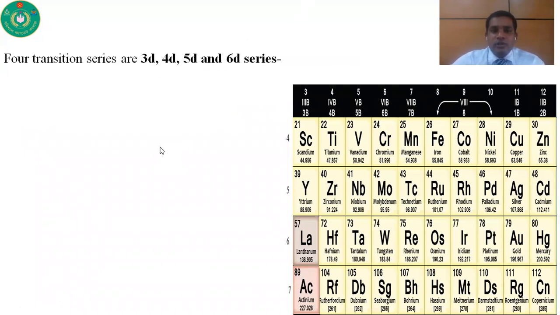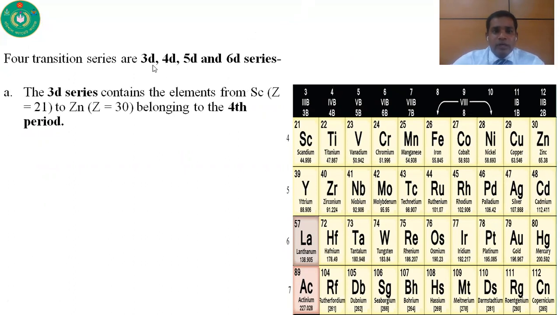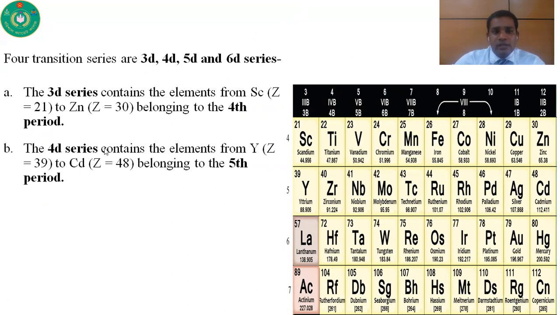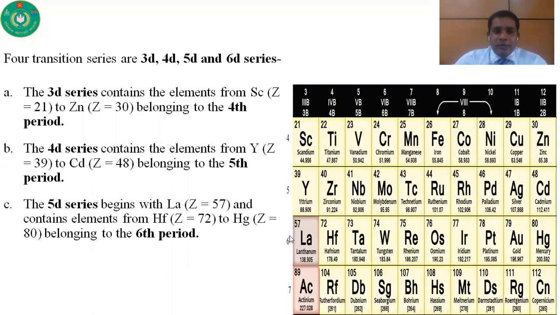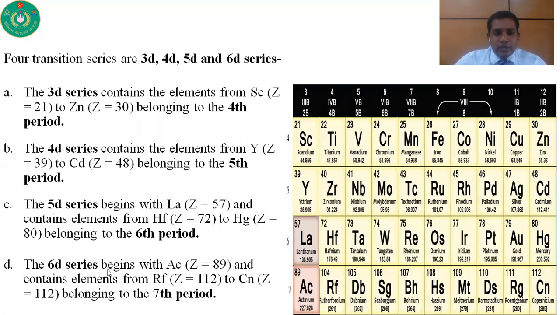Now there are 4 transition series: 3d, 4d, 5d and 6d series. The 3d series contains the elements from scandium to zinc, and it belongs to the 4th period. The 4d series contains the elements from yttrium to cadmium, and it belongs to the 5th period. The 5d series begins with lanthanum and contains the elements from hafnium to mercury, belonging to the 6th period. And the last one is the 6d series. It begins with actinium and contains elements from rutherfordium to copernicium, belonging to the 7th period.